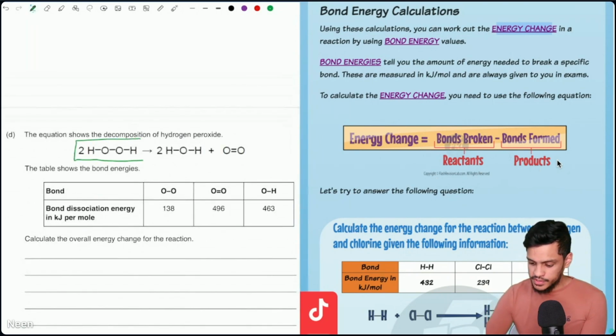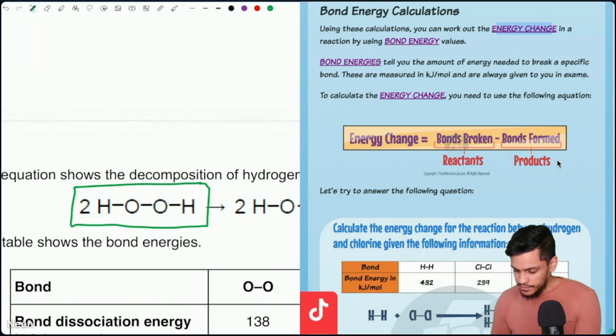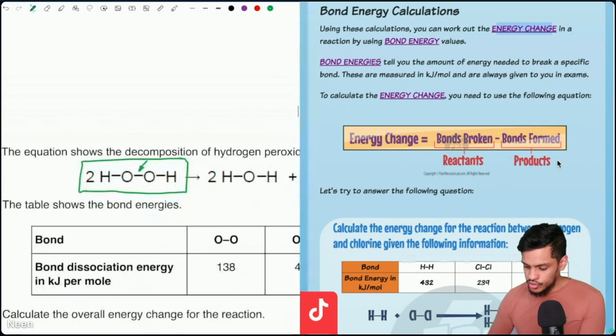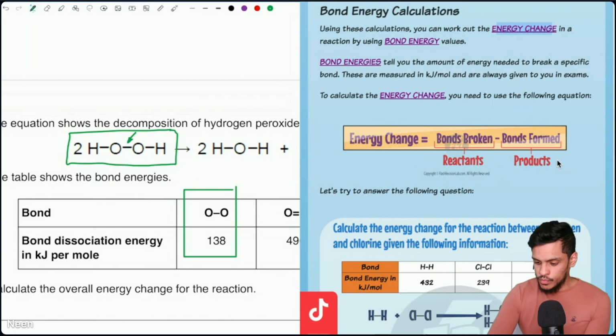We've got this in the reactants. So let's look at our reactants first. How many bonds does this have? You can see here, it's got one O to O bond. Okay, so that's that value there. So 138. Let's cross that out. We've taken care of that bond. Then it's also got one OH here and one OH here.